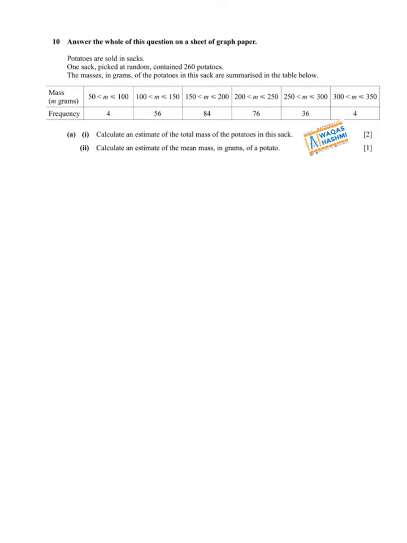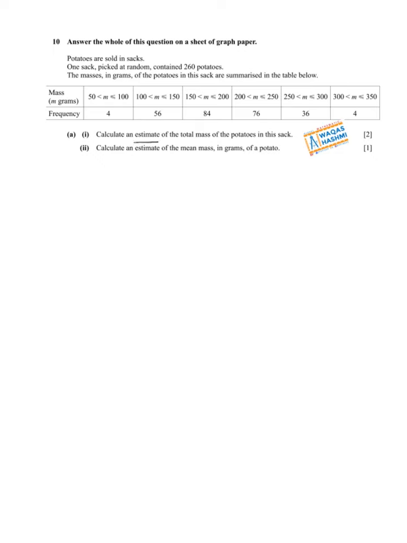It's question number 10. Potatoes are sold in sacks. One sack picked at random contains 260 potatoes. The masses in grams of the potatoes in the sack are summarized in the table below. Calculate an estimate of the total mass of the potatoes in the sack. So you need to find out the estimated mean, right?